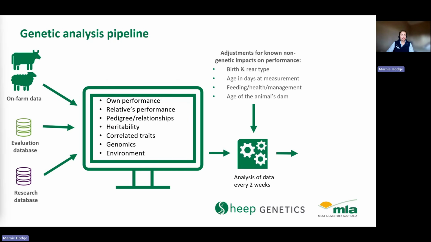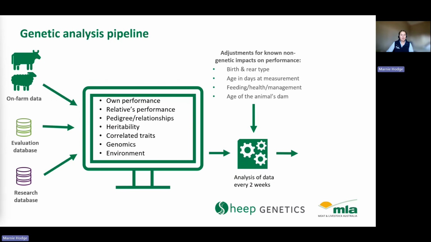In the analysis, we also adjust for any known non-genetic impacts on performance. So these can be things like the birth and rear type of an animal, how old that animal is in days at any given measurement, so any performance or phenotypic performance measurement. I mentioned we adjust for environmental influences, so we look at how much an animal's been fed or the nutrition differences, health status differences, and management differences between animals. And then we also make adjustments for the age of animals' dams as well.